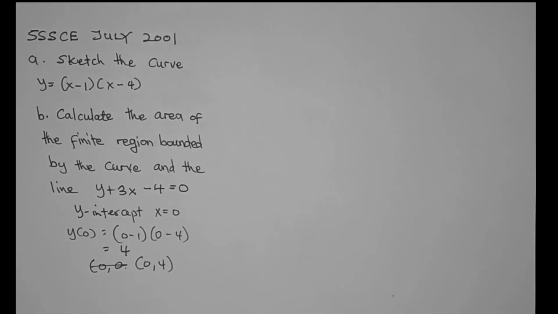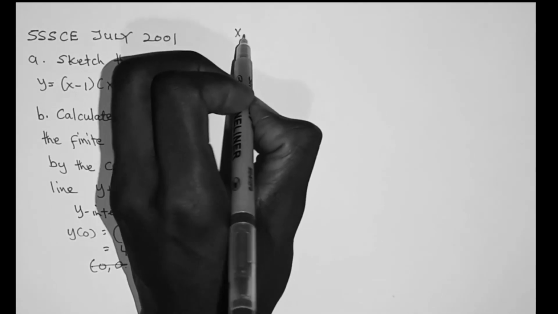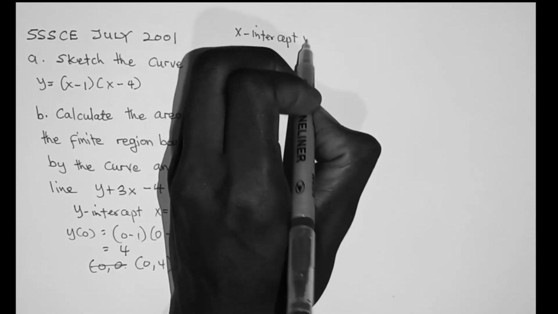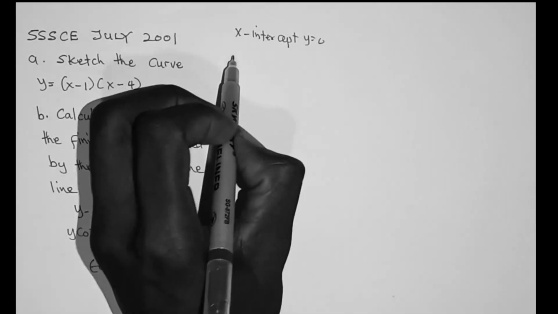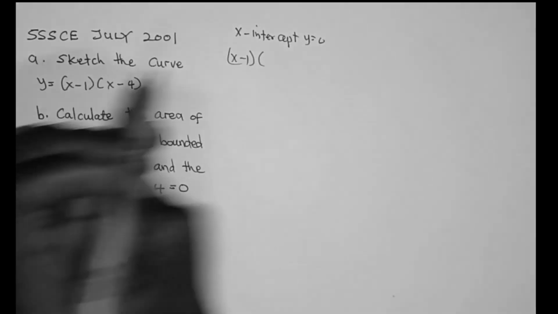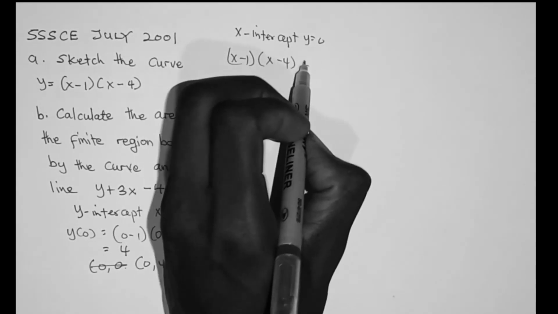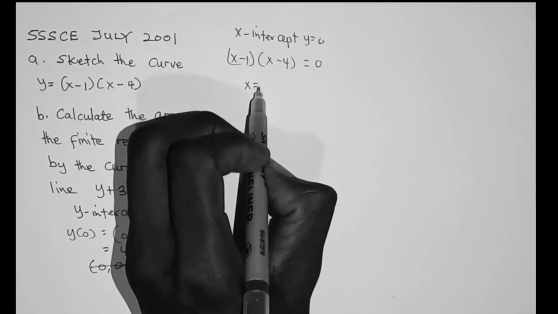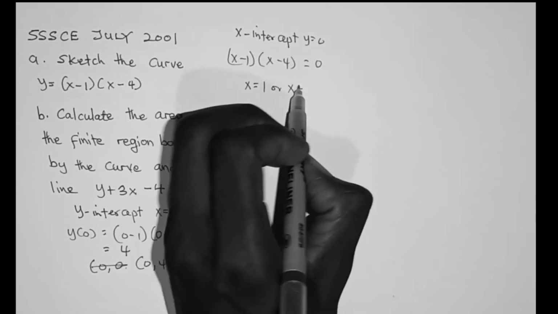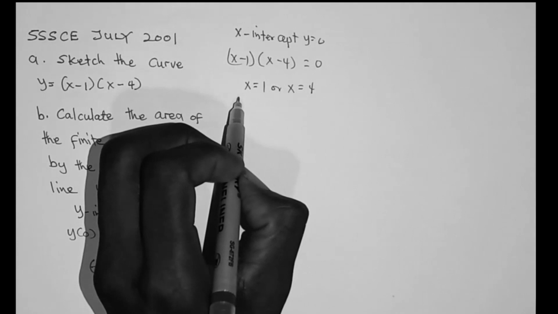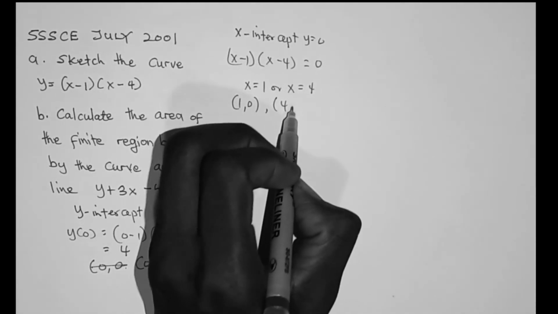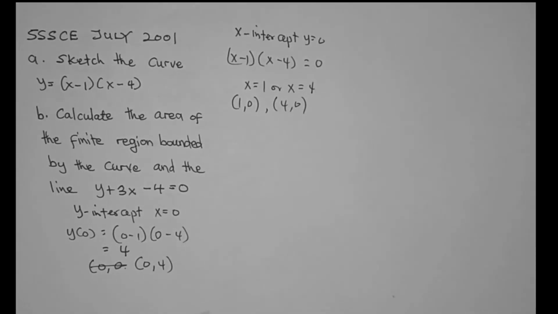Then let's also find the x-intercept. For the x-intercept, y is equal to 0. So we have (x minus 1) times (x minus 4) equals 0. So the values of x are x is equal to 1 or x is equal to 4. And therefore we have the points (1, 0) and (4, 0) as the x-intercepts.